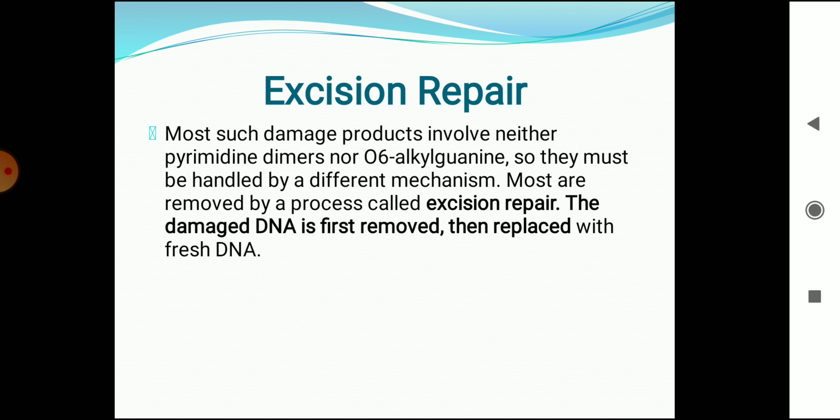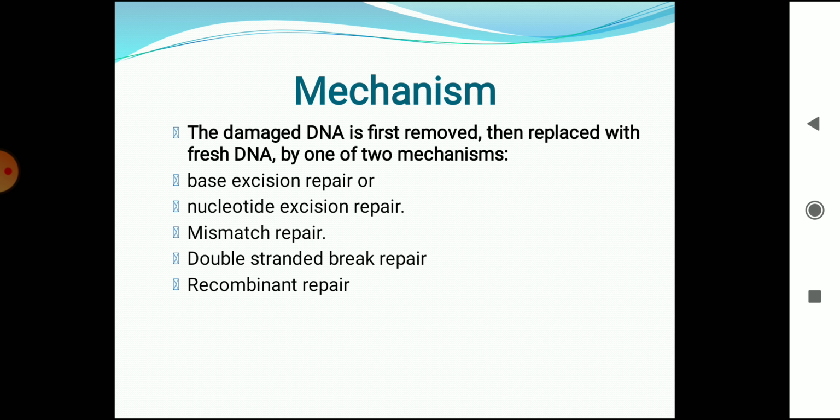Next is excision repair. Most such damaged products involve neither pyrimidine dimer nor O6-alkylguanine, so they must be handled by a different mechanism. Most are removed by a process called excision repair. The damaged DNA is first removed, then replaced with fresh DNA by one of two mechanisms: base excision repair or nucleotide excision repair. Next, mismatch repair, double stranded break repair, and recombinational repair.